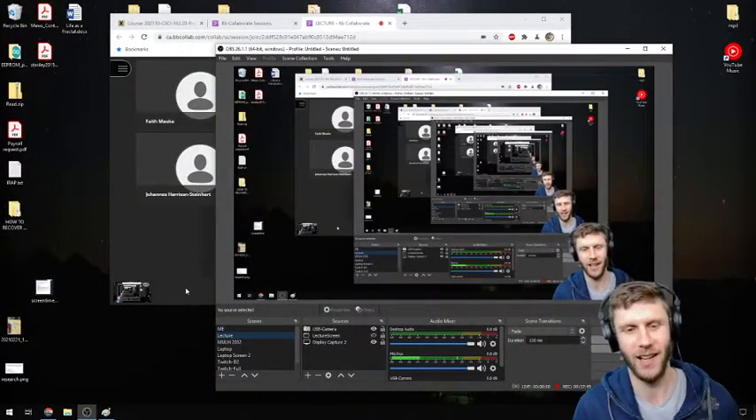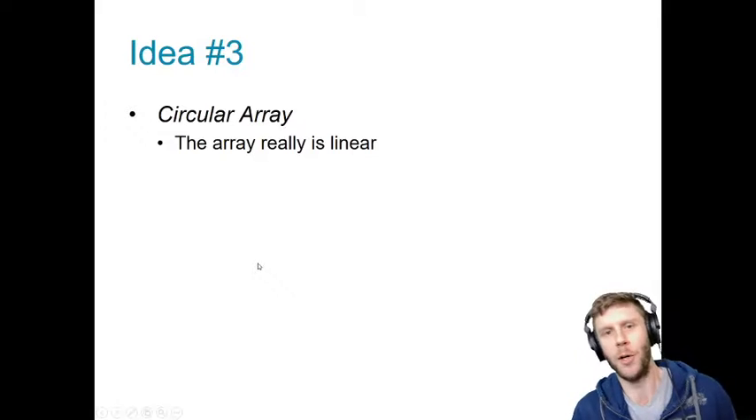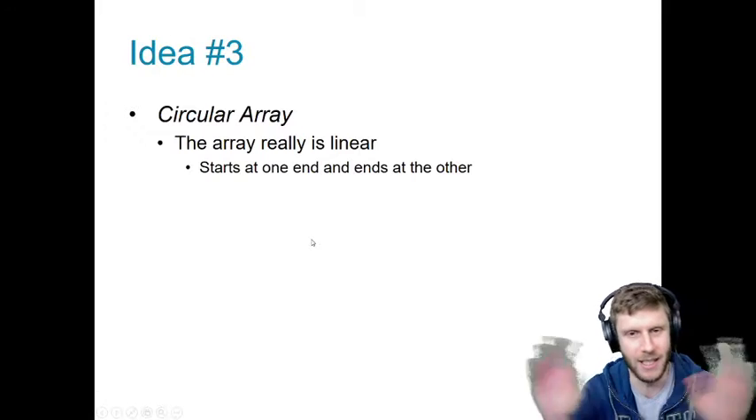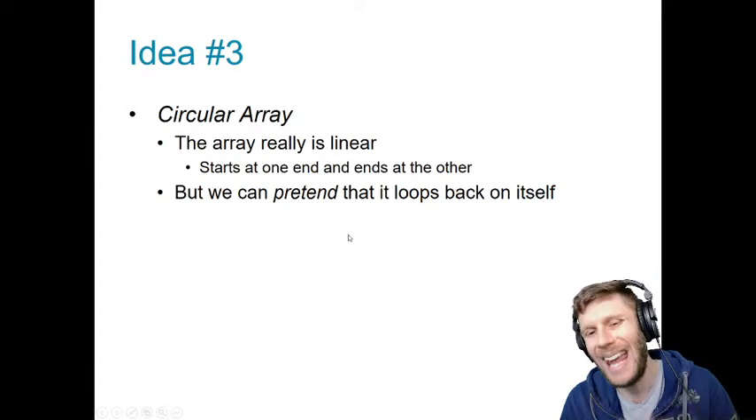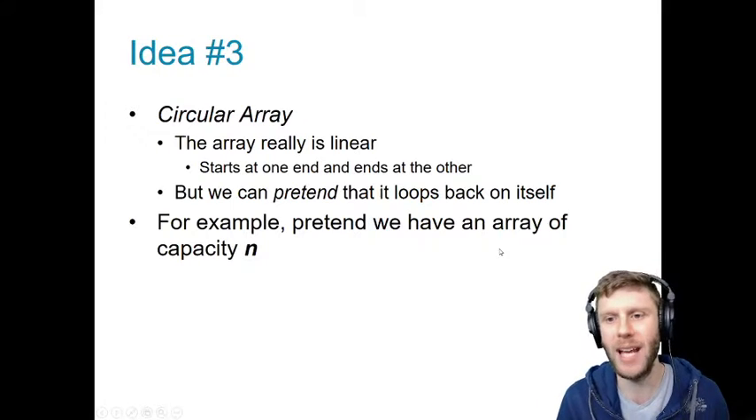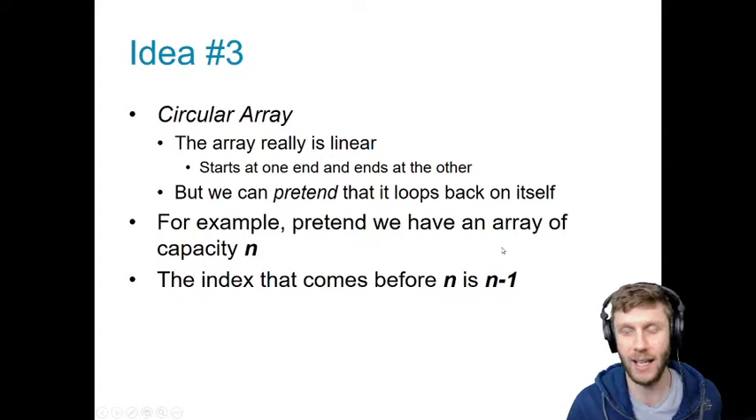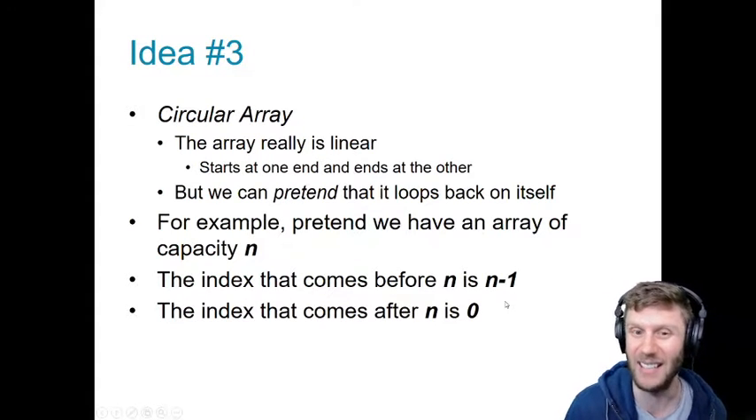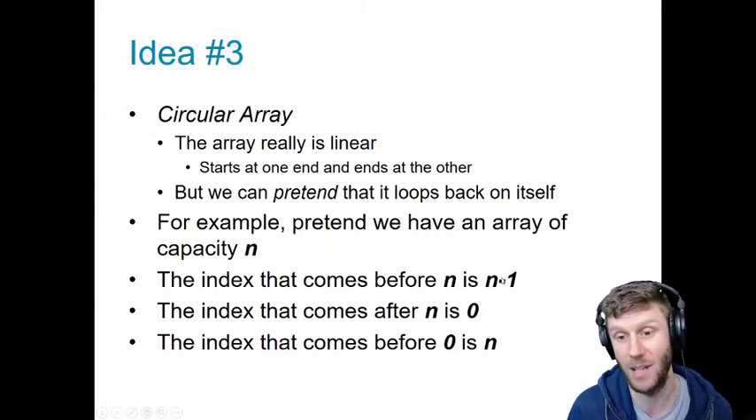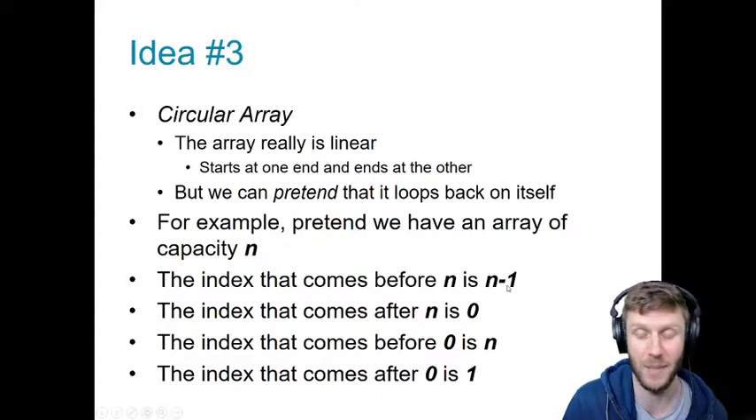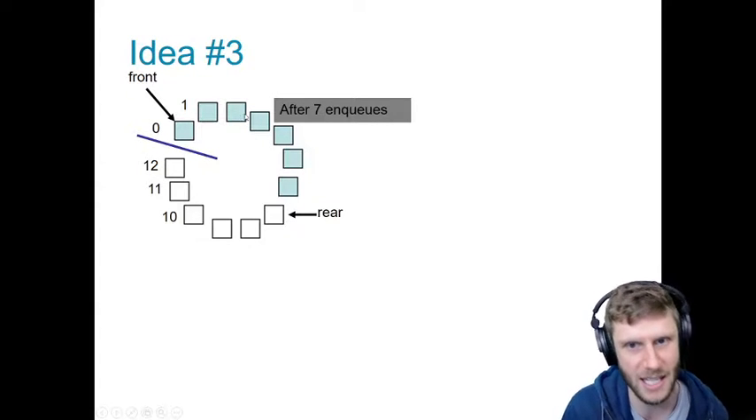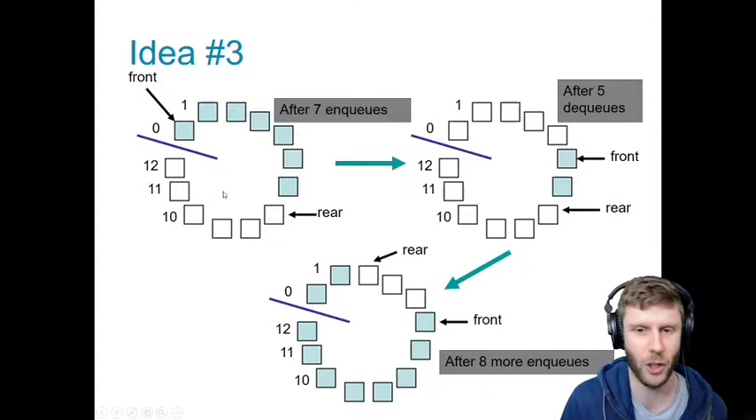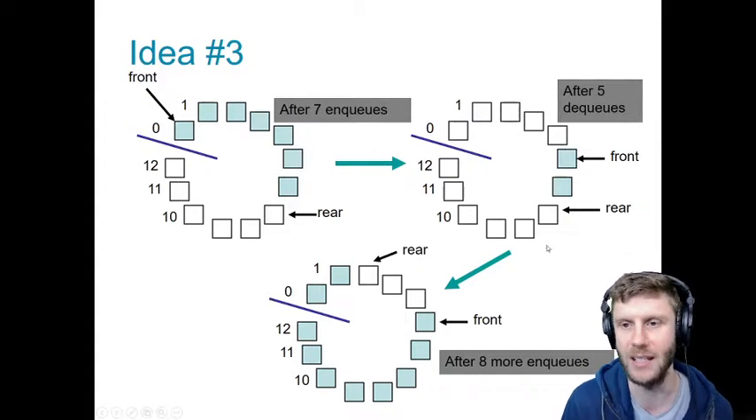All right, so here's the idea. We're going to have a circular array. In reality, the array is still linear, but we can pretend that it loops back on itself. So for example, we pretend we have an array of capacity n. The index that comes before n is n minus 1, and the index that comes after n is 0. So the index that comes before 0 is n, the index that comes after 0 is 1, and so on. We'll keep track of the front and the rear. This is just showing you what I already did, except with 12 seats instead of 8.